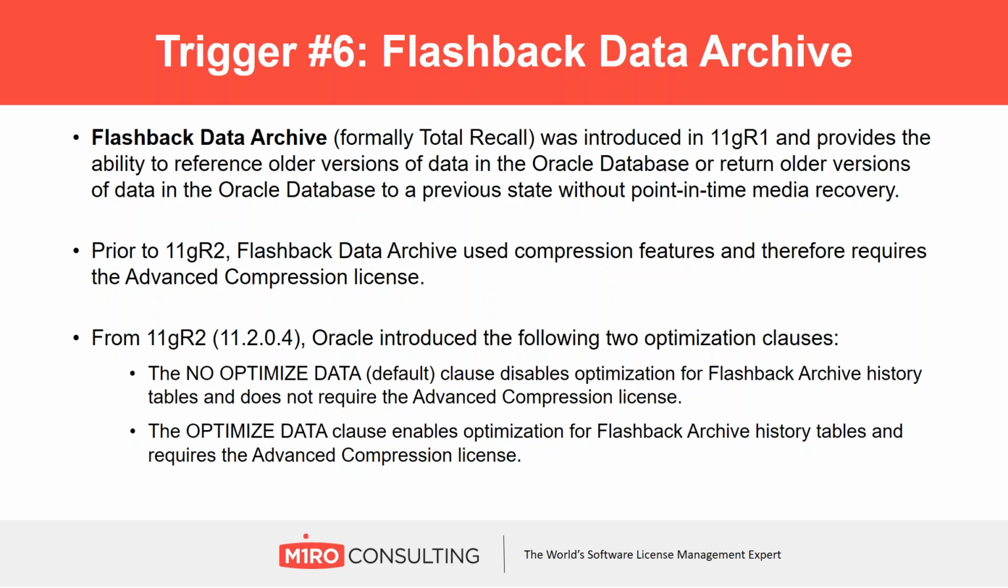And you either have no optimized data or optimized data. So no optimized data is the default value, and basically that disables optimization for Flashback archive history and does not require the advanced compression license. If you do use optimized data, obviously that will turn on optimization, and that does require the advanced compression license.